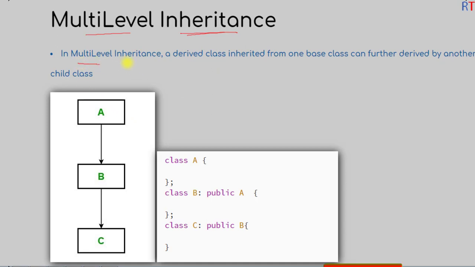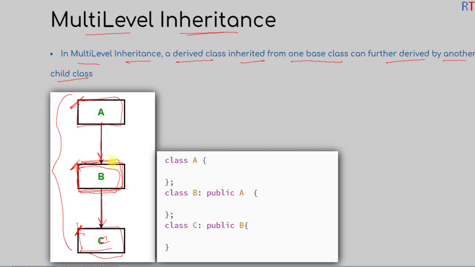In multi-level inheritance, a derived class inherited from one base class can further be derived by another child class. Like in the example here, we have one class B which is inherited from the parent class A, and then class B is further derived by another class C. This type of inheritance is called multi-level inheritance, where we have three classes and the classes are inherited in a chain one by another.